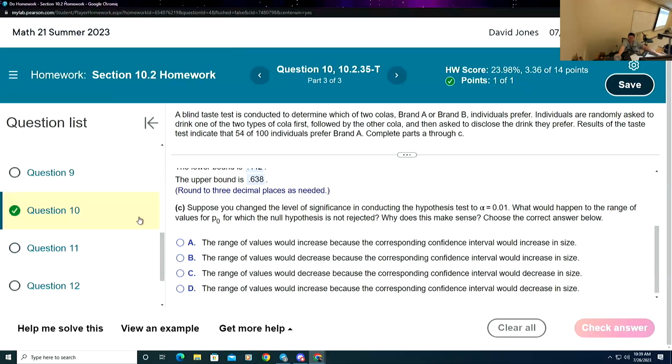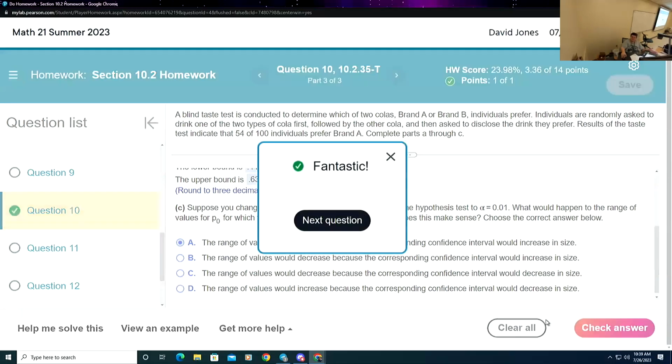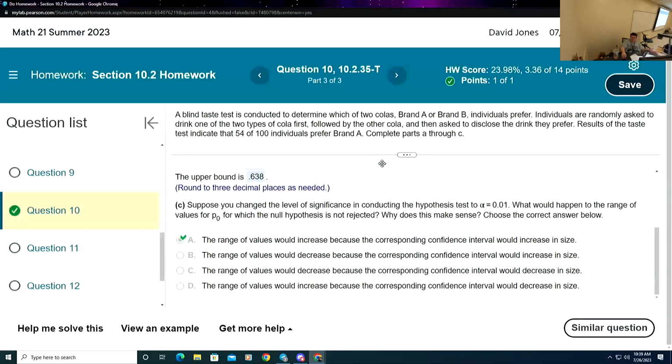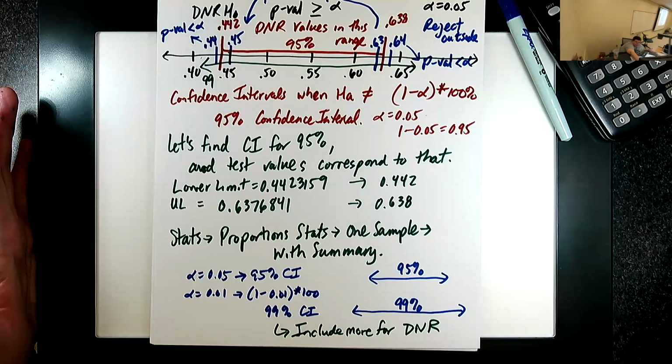That's A and D. A says the confidence interval increases. D says it decreases. A is the correct one. The range of values would increase because the corresponding confidence interval would increase in size. All right, let's take a little 5-minute break. I'll stop recording.